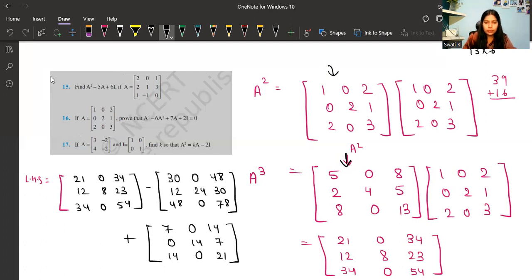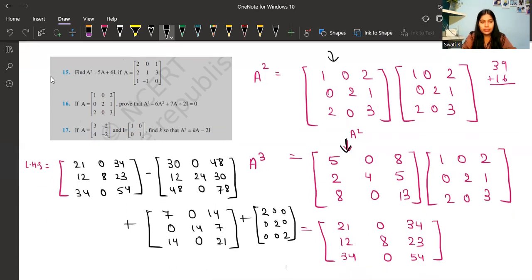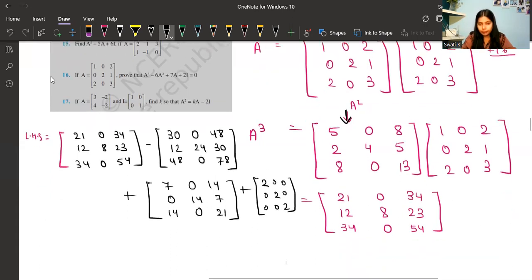7A is done, plus 2I, right? Remember here I is the identity matrix, and the order of the identity matrix is the same as the order of the matrix given in the question. So it is also going to be 1, 1, 1, and then the rest 0. 1, 1, 1 as the diagonal entry. So of course 2 multiplied by that is 2, 2, 2, and the rest entries are going to be 0. All right, so now we need to simplify this. So let us simplify this quickly, and let's check what is our answer.